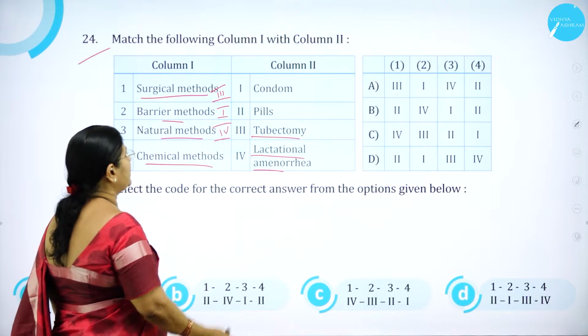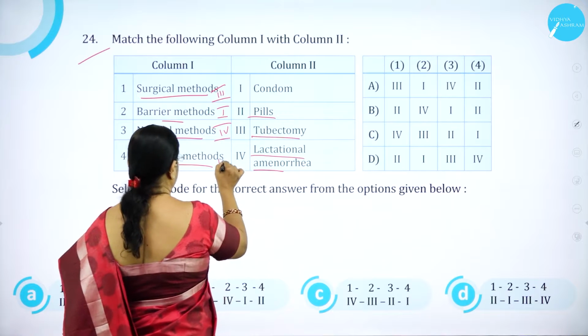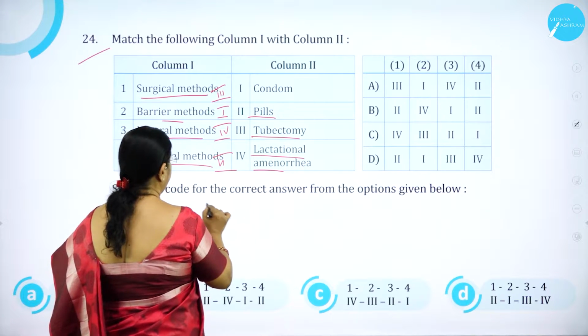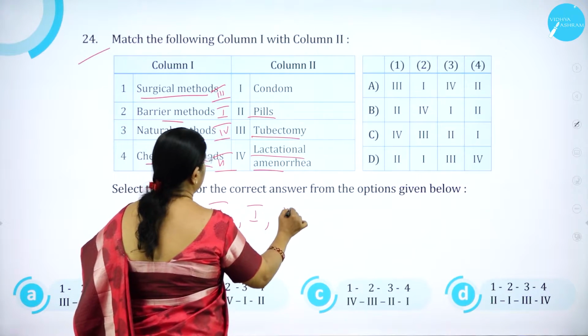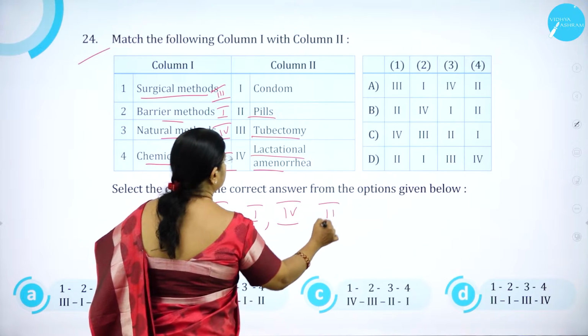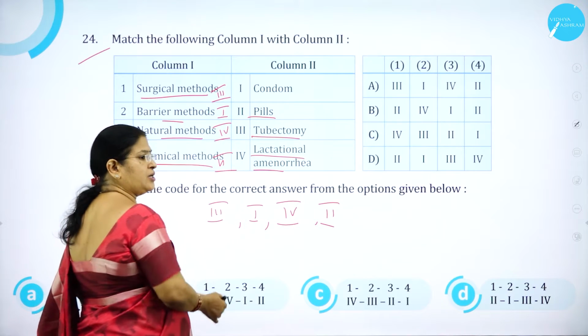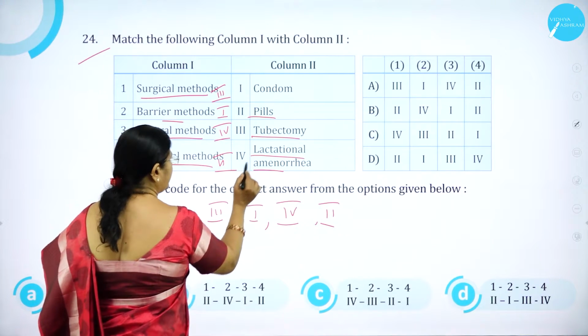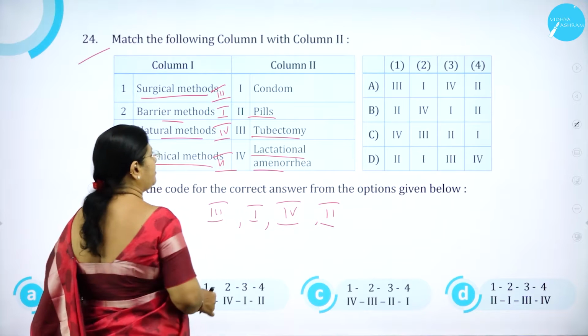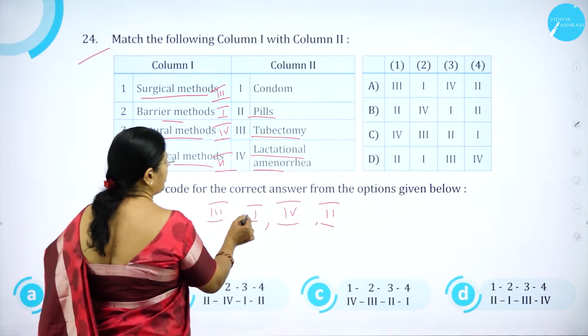Natural method. Chemical method, use of pills. So 3, 1, 4, 2 is the correct answer. So surgical method, tubectomy. Barrier method, use of condoms. Natural method, lactational amenorrhea. Chemical method, pills. That is 3, 1, 4, 2.